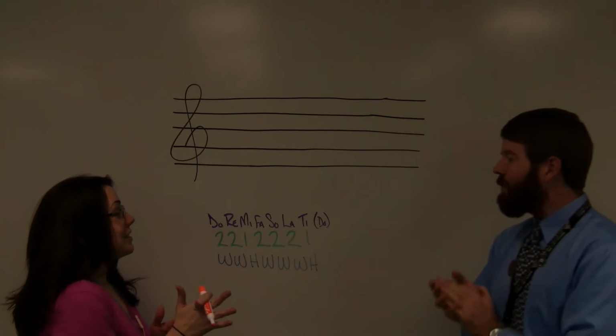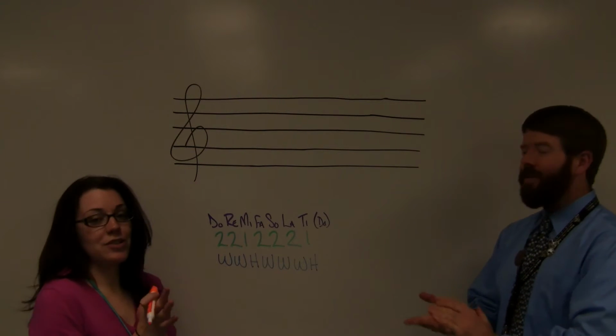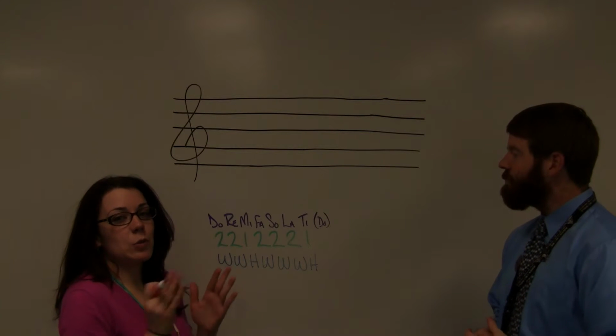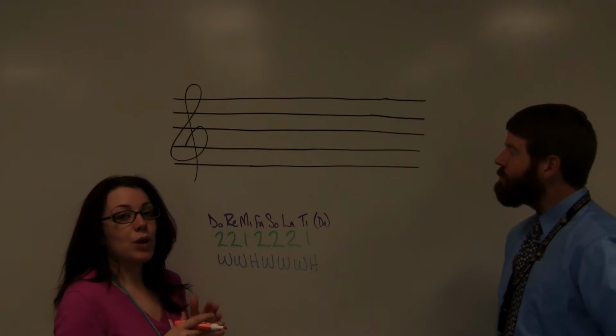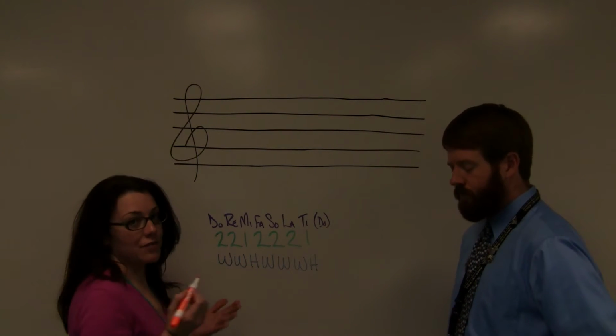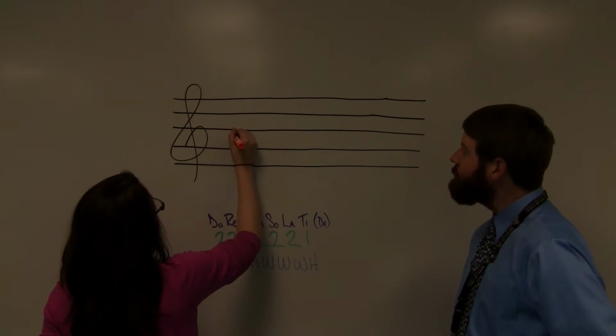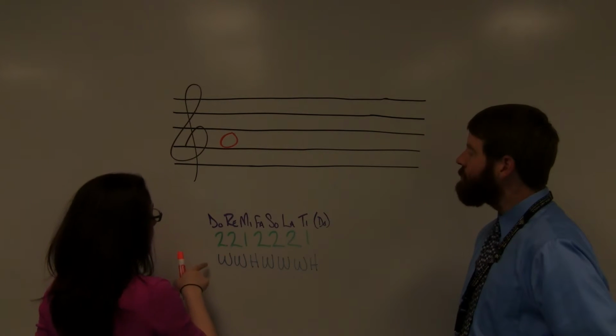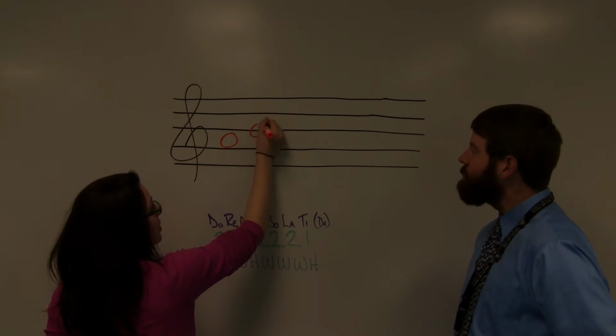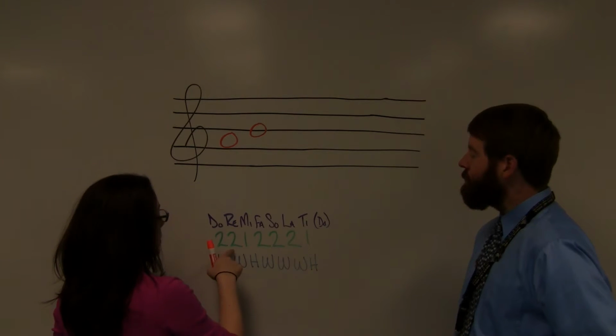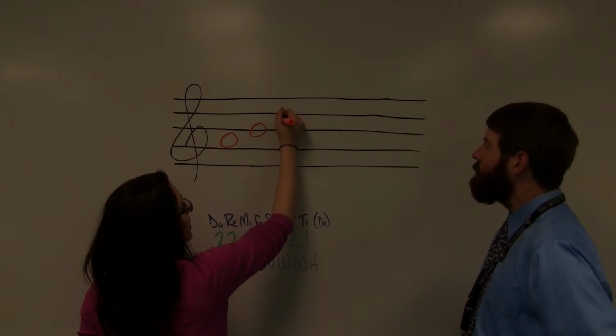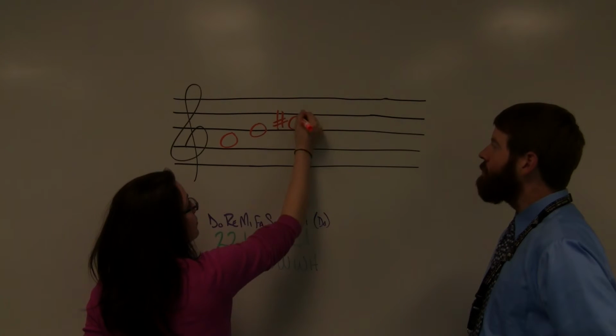Alright, so let's build the A major. With C, you don't have to worry about sharps and flats, but with pretty much any other major key signature, you have to worry. So we're going to start with A. We're going to go up a whole step, or we're going to go up 2 to B. We're going to go up another 2, or another whole step to C sharp.